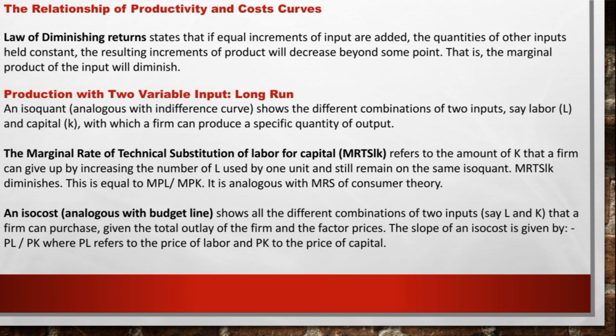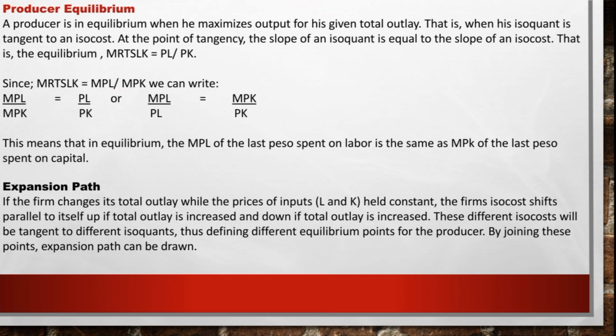Producer equilibrium. A producer is in equilibrium when it maximizes output for a given total outlay. That is when the isoquant is tangent to the isocost. At the point of tangency, the slope of the isoquant is equal to the slope of the isocost. That is, in equilibrium, MRTS equals PL over PK.